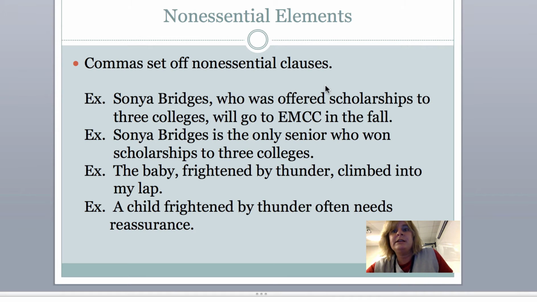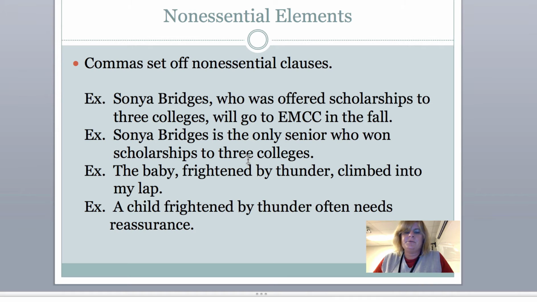For the final two examples, the baby, frightened by thunder, climbed into my lap. That is non-essential, so it's set off by commas. The following example, a child frightened by thunder often needs reassurance. Do you see the difference in when you have to put commas around those non-essential elements and when no commas are needed?